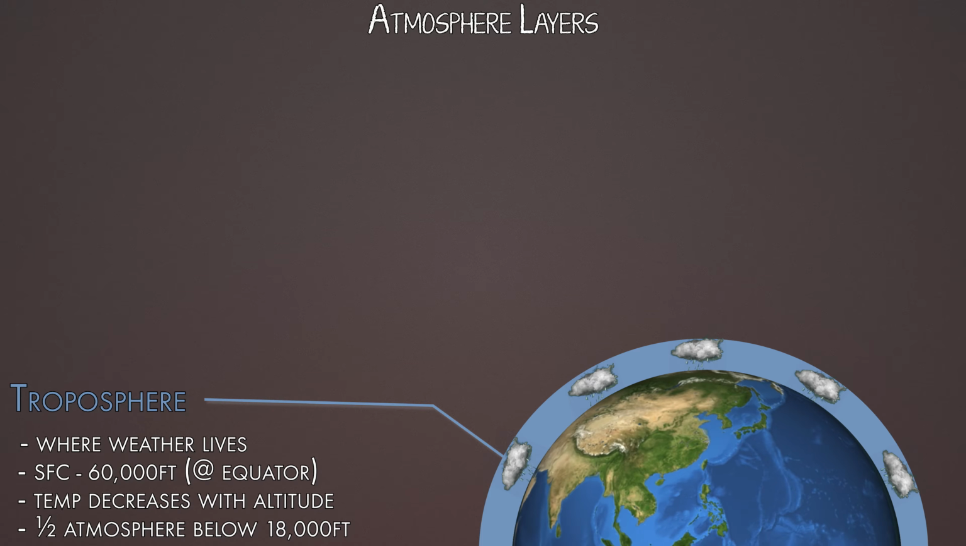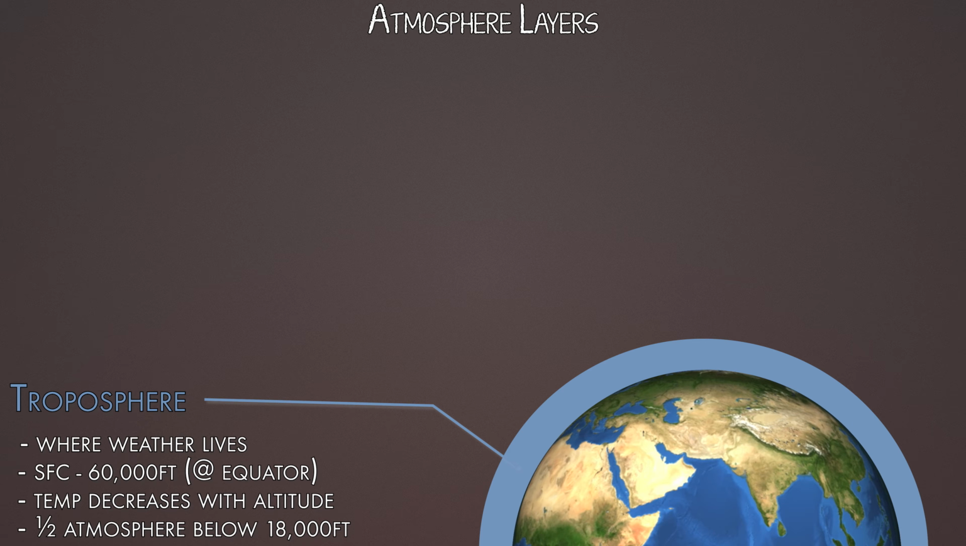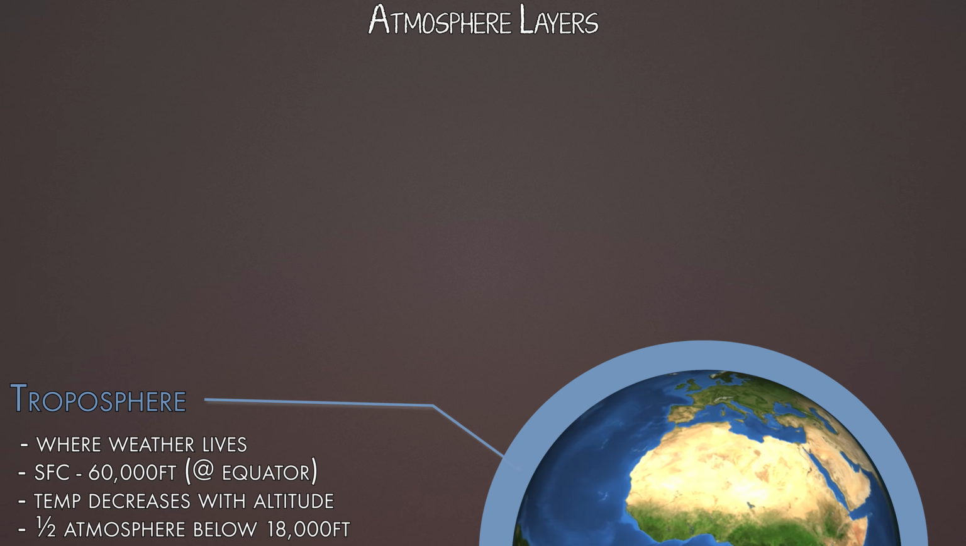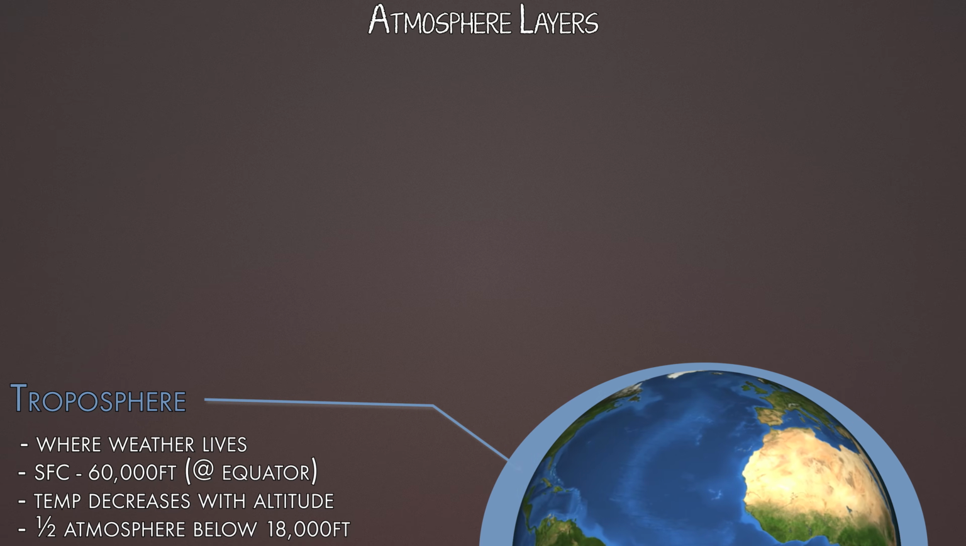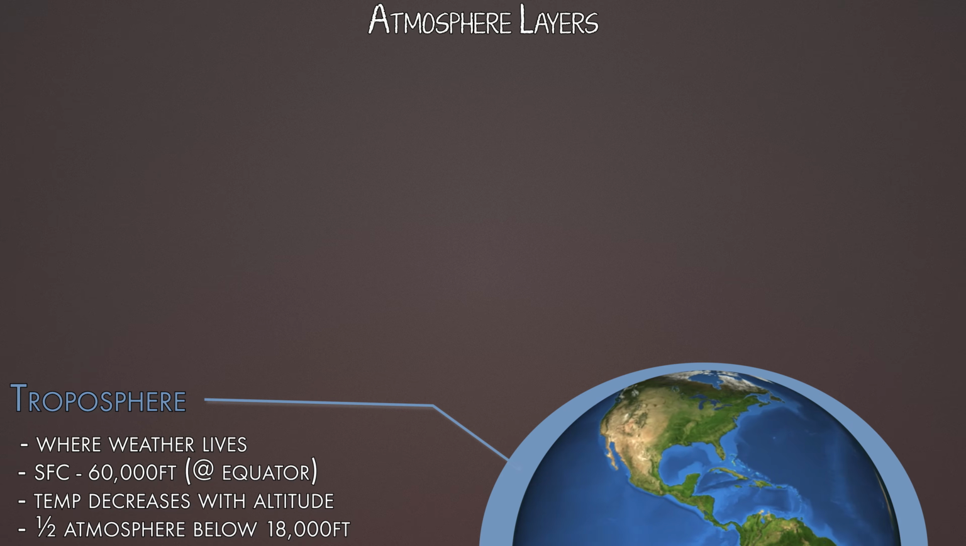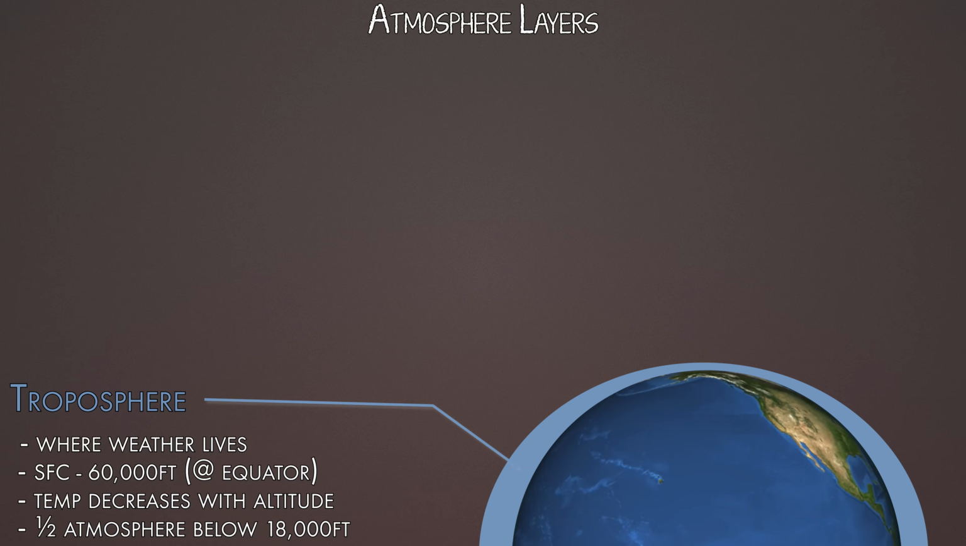Most of the weather is in the troposphere. That's the lowest layer of the atmosphere. It extends up to about 12 miles or 60,000 feet at the equator, but around the poles it only goes up to 4 miles or 23,000 feet. This height difference is due to temperature variations, with the equator being the hottest and the poles being the coldest.